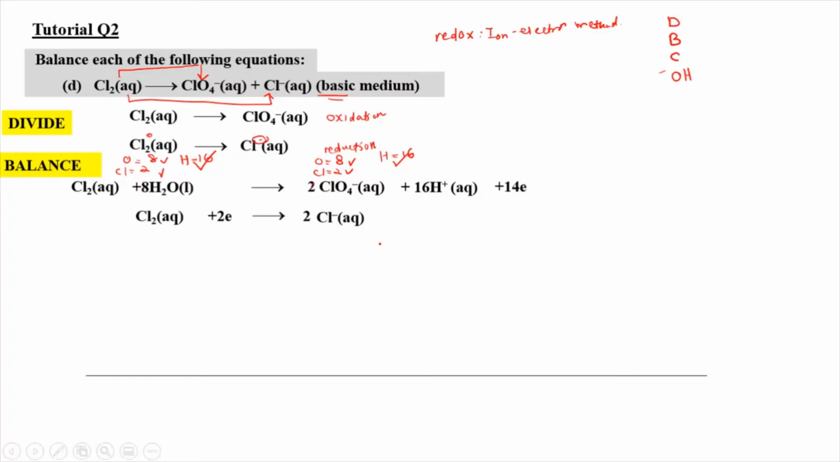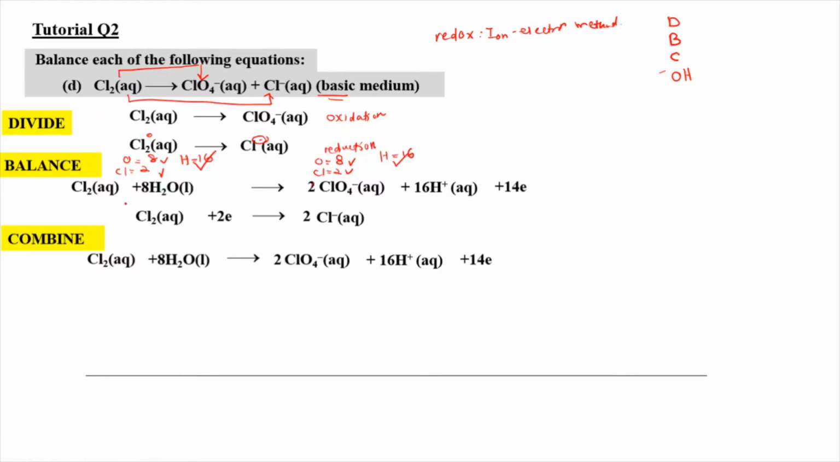So once we have balanced both of these equations, we need to move on to the next step: divide, balance, and then combine. The first equation that we have is Cl2 plus 8H2O liquid becoming 2ClO4 minus, 16H plus, as well as 14 electrons. So we just copy it back again.